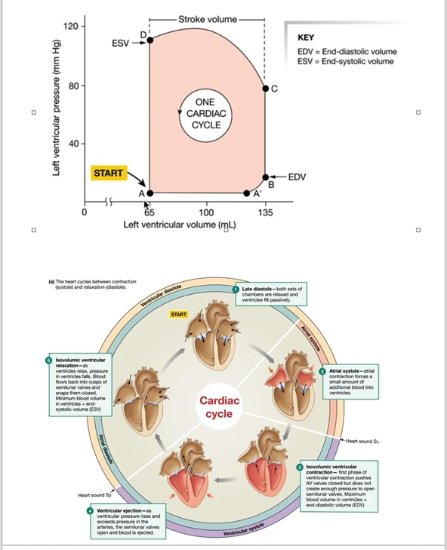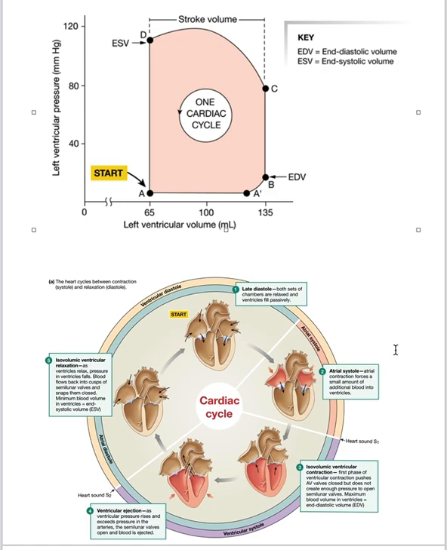So at point A, the ventricle has completed a contraction and contains the minimum amount of blood that it will hold during the cycle. It is completely relaxed and its pressure is also at its minimum value. Blood is flowing from the atrium, from the pulmonary veins into the ventricle.